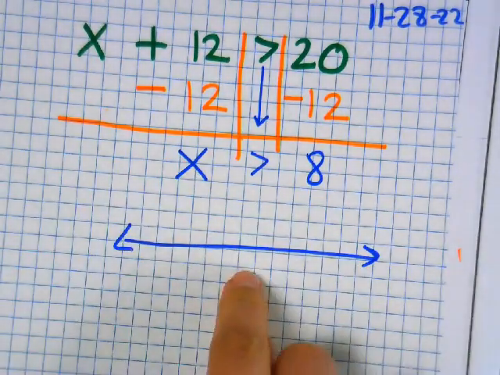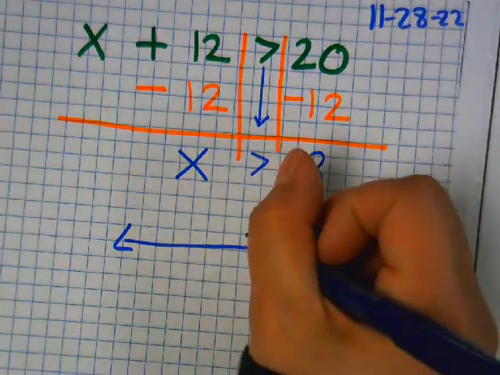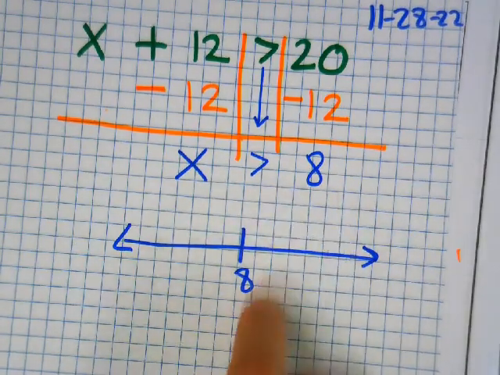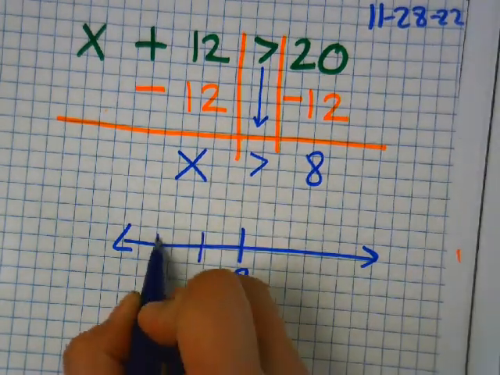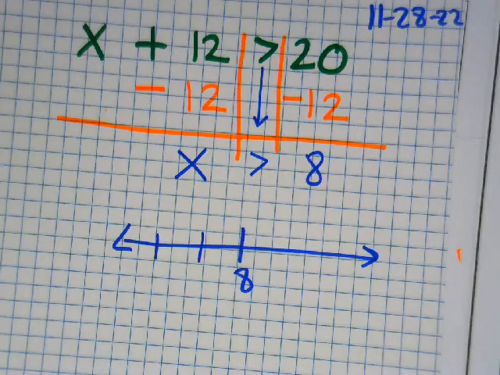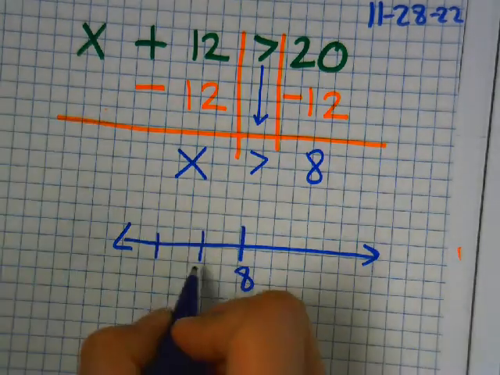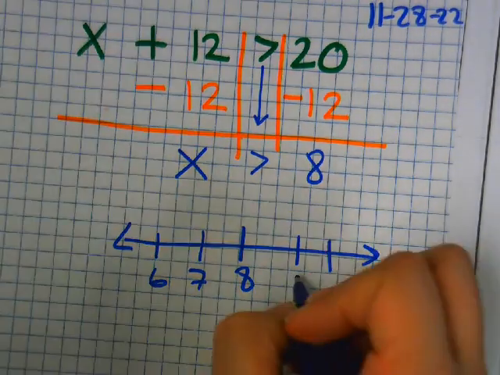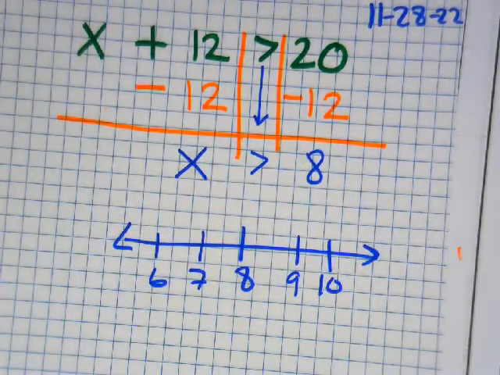What number goes in the middle? 8. So make sure you put whatever number this is in the middle. Not 0, but this number. Then we do 2 numbers below 8. What are my 2 numbers that are smaller than 8? 7 and 6. And what 2 numbers are bigger than 8? 9 and 10. Perfect. All right, we got that?